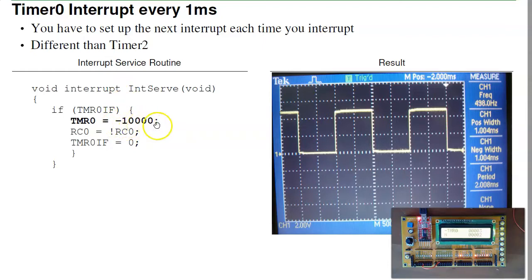So this is actually a little bit off. It's about 10,050 clocks between interrupts. There are ways to get it exact. That's timer 1 capture, timer 1 compare. We'll talk about that later. But for now, with timer 0 interrupts, I'm always off a little bit. Not by much, but a little bit, about 50 clocks.